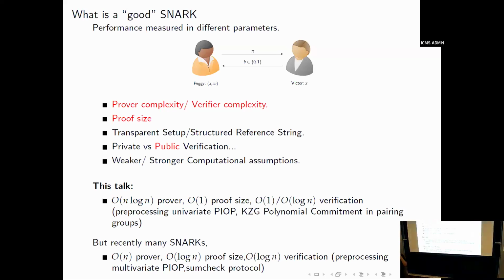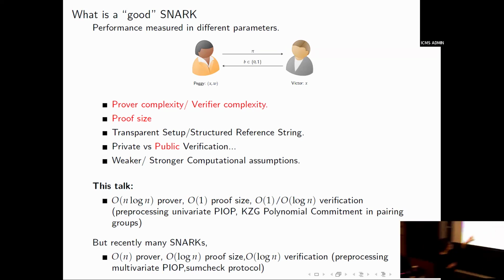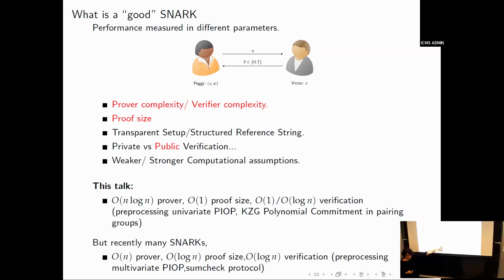Anyway, so what will I talk about in this talk? In this talk, I will talk about some SNARKs that typically have what is called a quasi-linear prover. Which means that if the circuit has n multiplication gates, the running time is n log n, the proof size is constant, and I usually have constant size verification, or sometimes you can allow for a logarithmic number of field operations. So these are typically what's called preprocessing univariate PIOPs, okay?